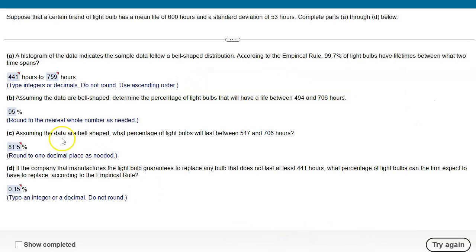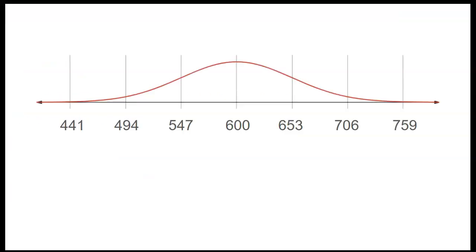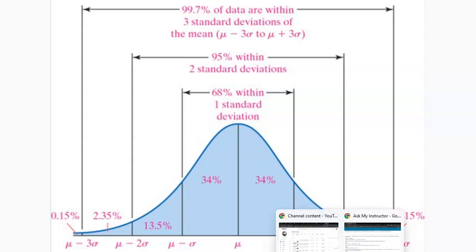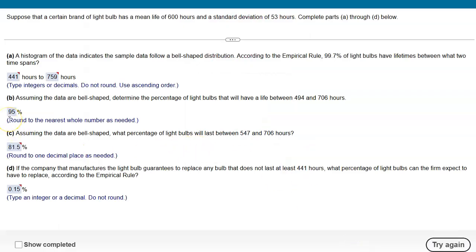For the next question, assuming, again, bell-shaped, determine the percent of light bulbs that have a lifespan between 494 and 706. So we come back to the tool that we created. 494 is 2 standard deviations below. 706 is 2 standard deviations above. So within 2 standard deviations of the center, the empirical rule says that 95% of the data is located here. So quickly, we can determine 95%.